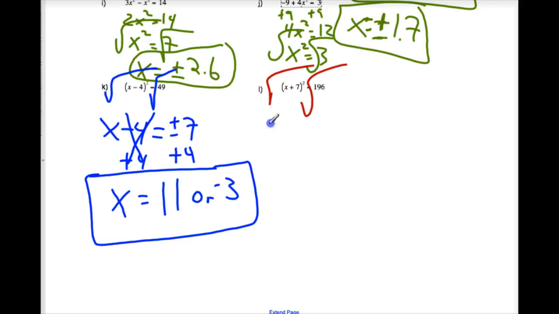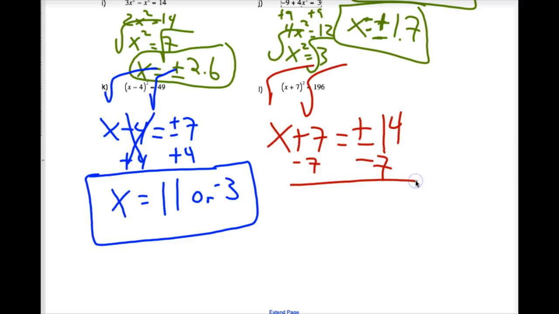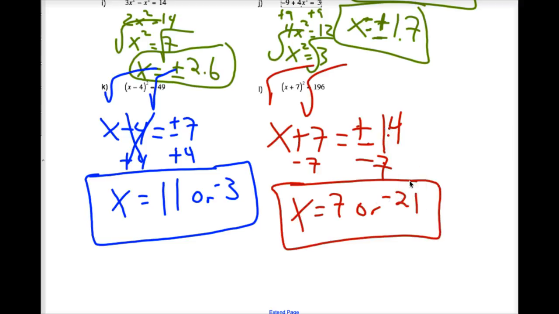Square root both sides here. X plus 7 equals plus or minus what's the square root of 196? 14. Plus or minus 14. Subtract 7 from both those numbers. X equals 21 or 7. Negative 21. Oh, I added both sides. 14 minus 7 is 7, or negative 14 minus 7 is negative 21. That's what I said. That is not what you said. I said 7 or negative 21.